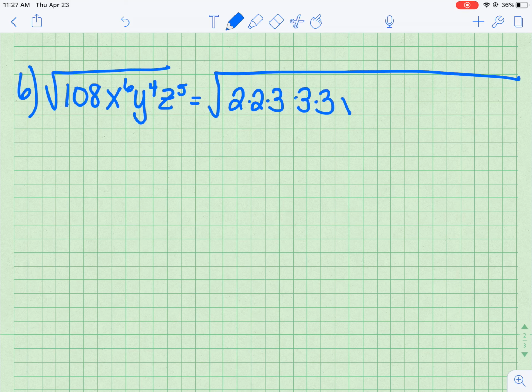Then I have 6 x's. 1, 2, 3, 4, 5, 6. 4 y's. I'm going to stack because I'm running out of room. And 5 z's. Okay? There is a shortcut to this.